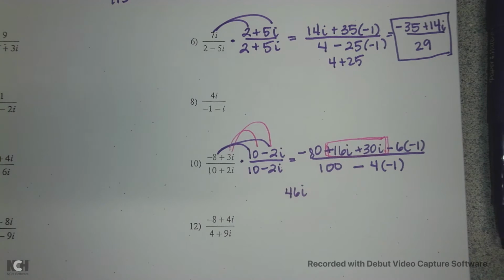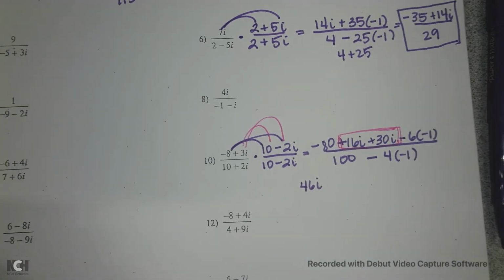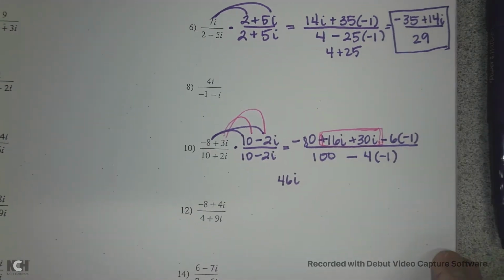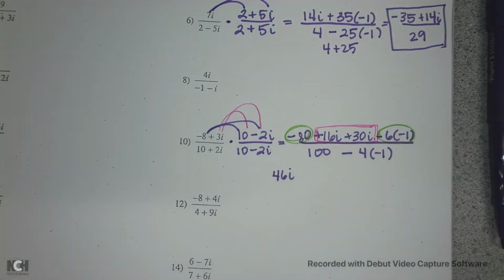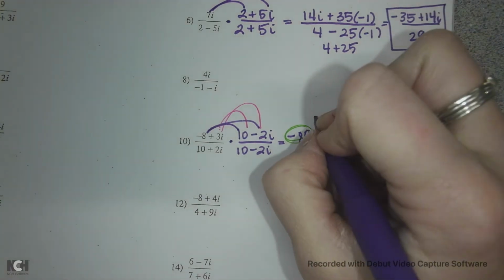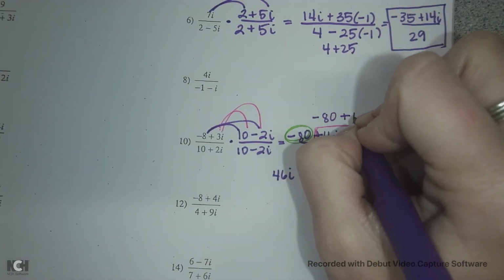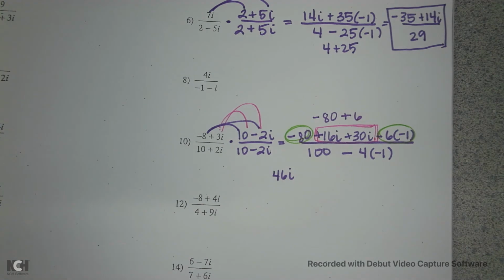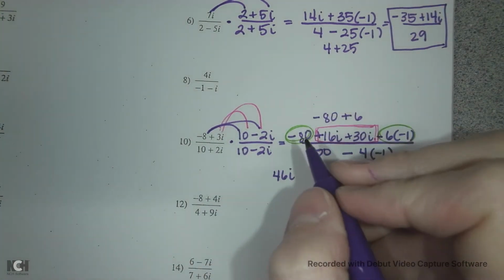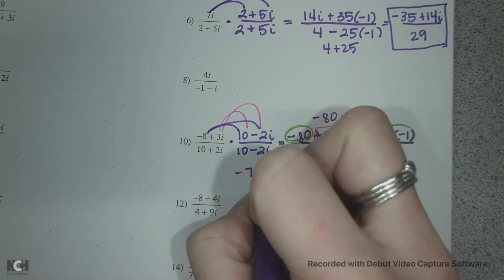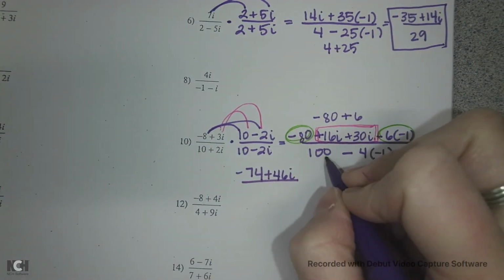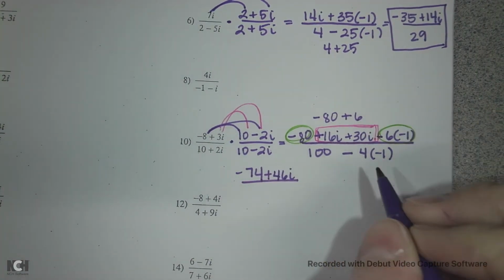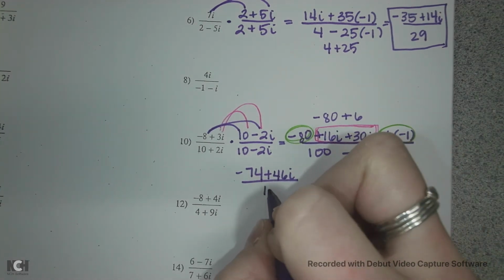And then the other like term that we have is this negative 80 and this positive 6, because negative 6 times negative 1 is positive. So I'm going to combine negative 80 plus 6, and I'm going to put that guy in front. So that means that we have negative 74, 46i is positive, and then I have 100 plus 4, so that would be 104.